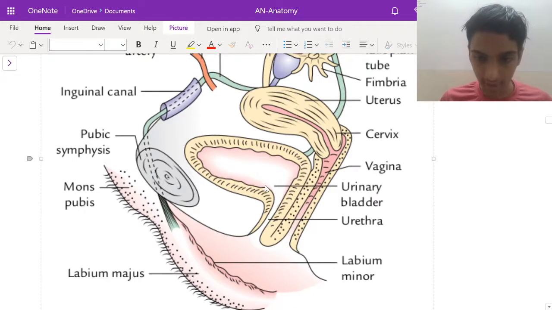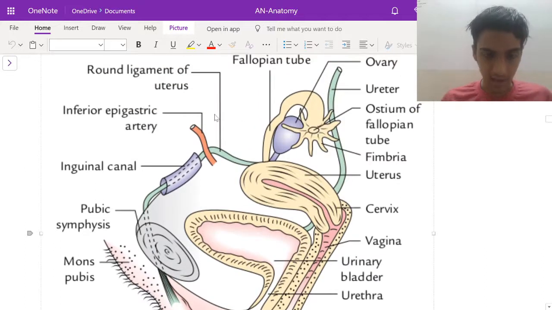Here we have the bladder, the vagina, the cervix, and inside the bulb of vestibule. Then the mons pubis here on either side. Then we have the pubic symphysis. Then we have the inguinal canal along with the inferior epigastric artery.